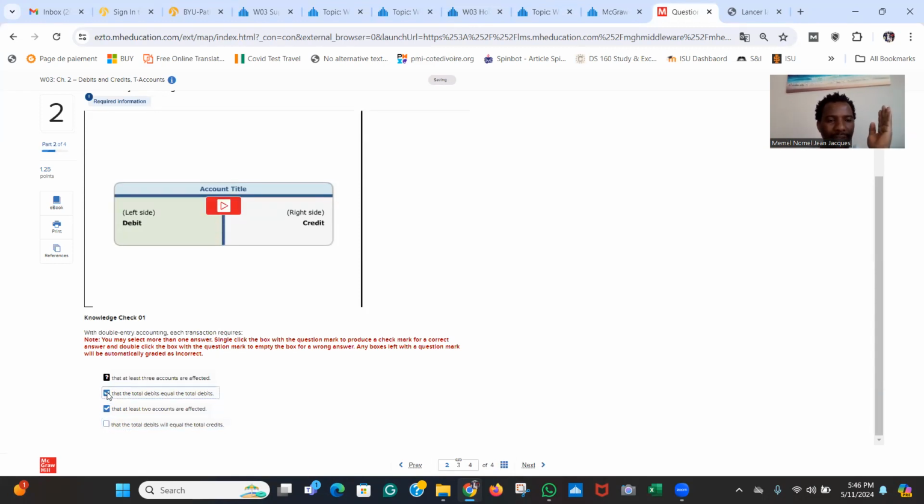So the total debit equals total credit, right? Yeah, that's true. So this is how the T account looks. We have the left side and the right side, which is debit and also credit, okay?